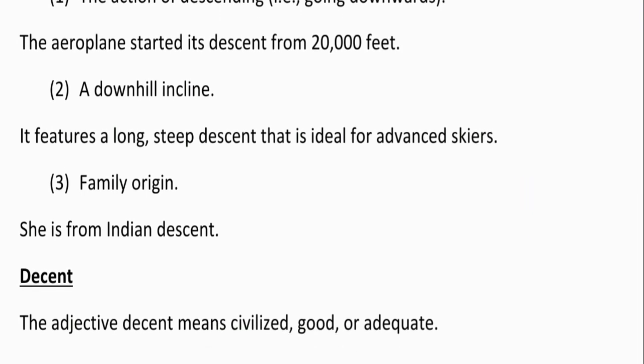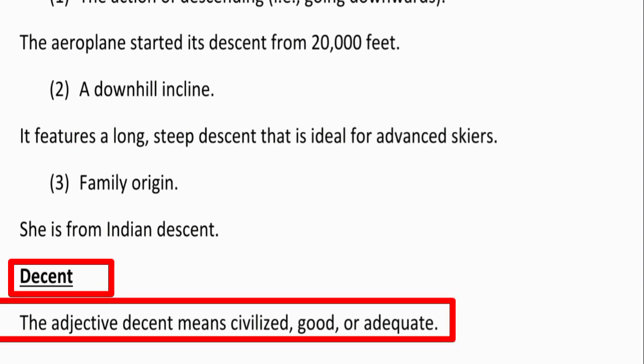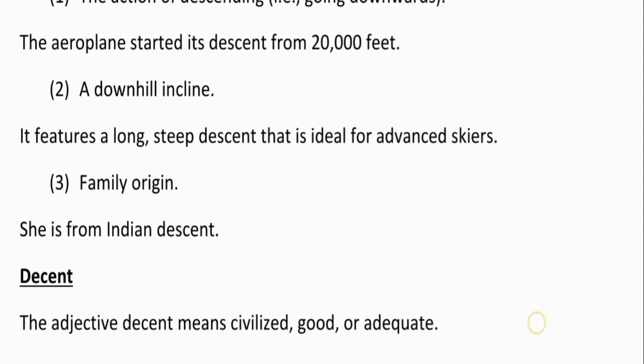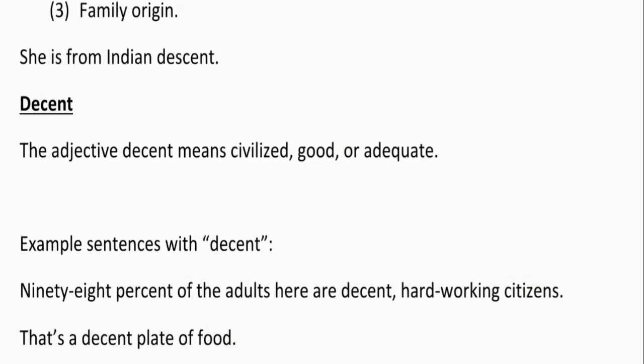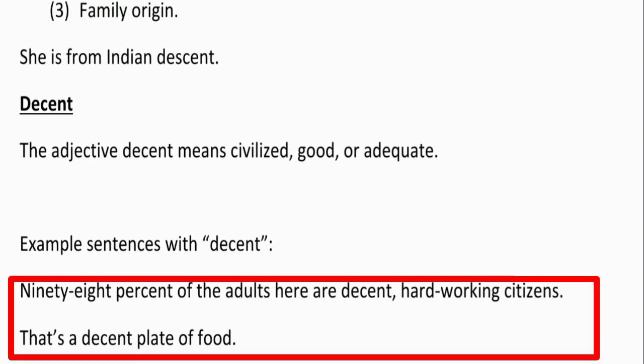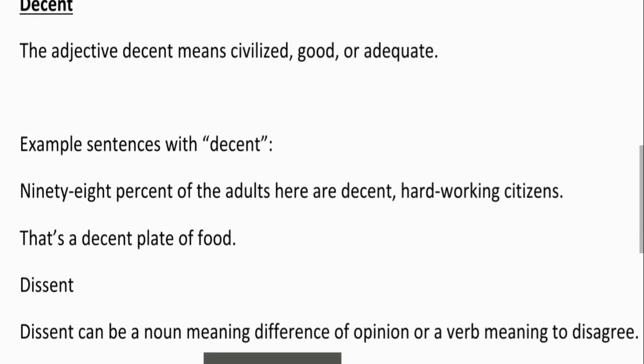फिर इसके बाद DECENT descent है जो कि एक एडजेक्टिव है. For example, इसका मतलब क्या है? It means civilized, good or adequate. एग्जाम्पल देख लेते हैं. 98% of the adults here are decent hard-working citizens. So that is a decent plate of food.